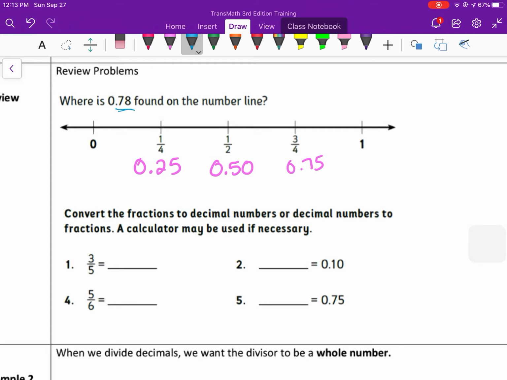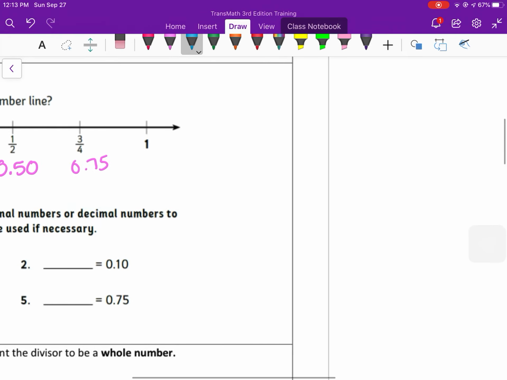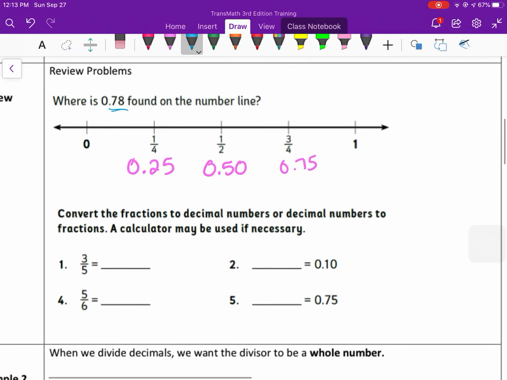Now, since I have 0.78 in the hundredths place, I have all my decimals to 2 decimal places too, so it makes it easy for us to compare to the other decimals. 0.78 is just a little bit bigger than 0.75, so we'll put it about right there.